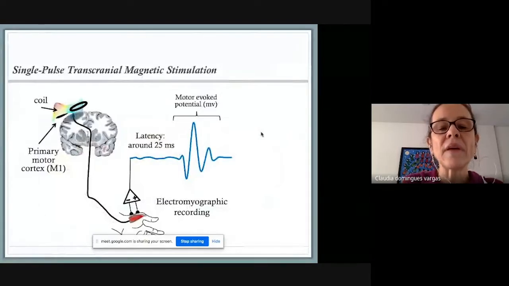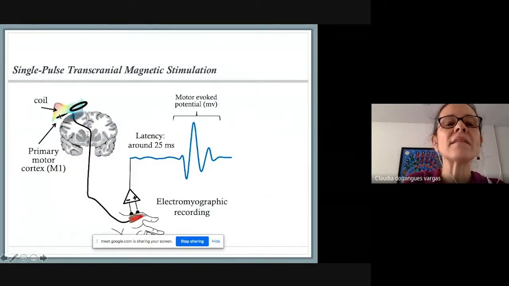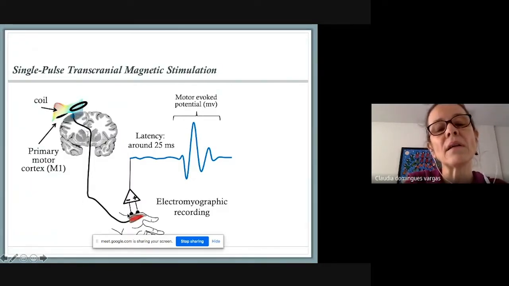What is also very well established is that this pulse in the primary motor cortex also produces a volley of activation in the corticospinal tract, recruiting motor neurons in the spinal cord and the motor units in a given muscle. This activation can be recorded by means of electromyographic equipment. So it's possible to measure the latency of this response, which in the case of the hand muscles is around 25 milliseconds, and the motor evoked potential, the potential evoked by this stimulation in the primary motor cortex, whose peak-to-peak amplitude and duration can also be evaluated.